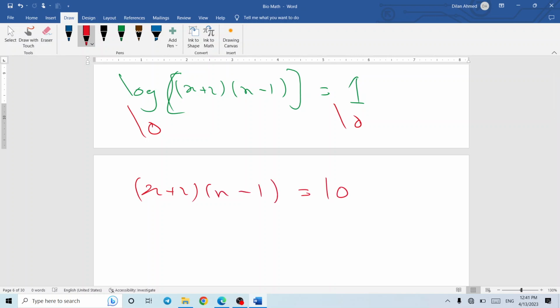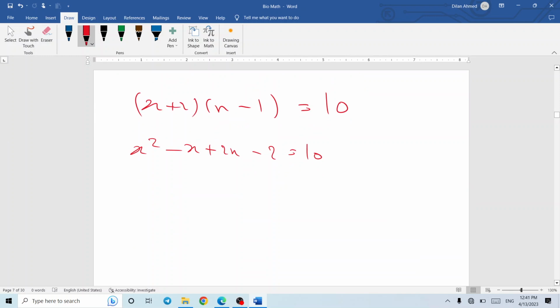So how do we solve it? x squared, right, minus x plus 2x minus 2 equal to 10. Am I right? Okay, how do we solve it again? We can write it down like x. Can I take it like that? So I will get x squared minus x, plus x minus 2 equal to 10. Am I right? So how do we solve this one?